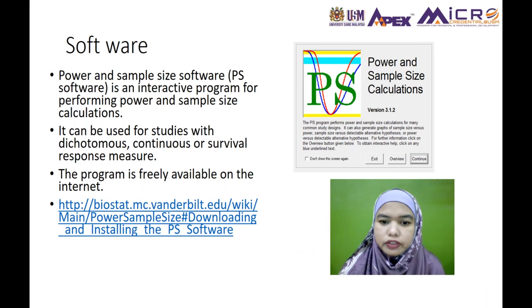For the purpose of calculating sample size for two proportions, I would like you all to use the software. The Power and Sample Size software is an interactive program for performing power and sample size calculations. It can be used for studies with dichotomous, continuous, or survival response measures. This program is freely available on the internet. You can click the link below to download.